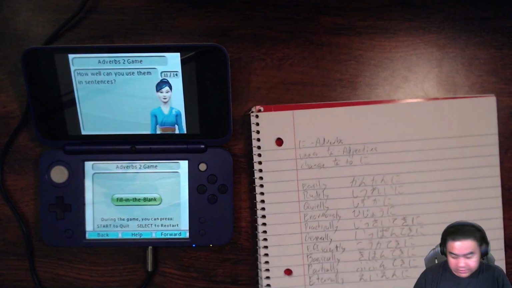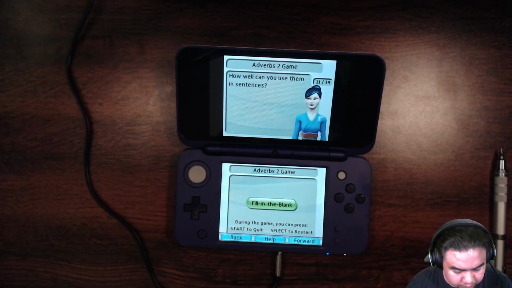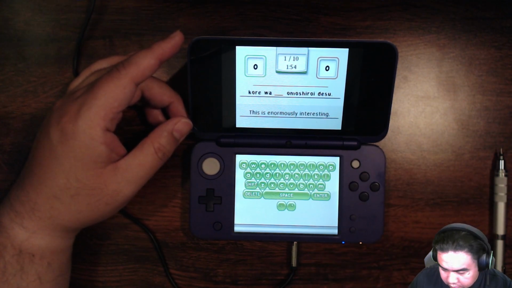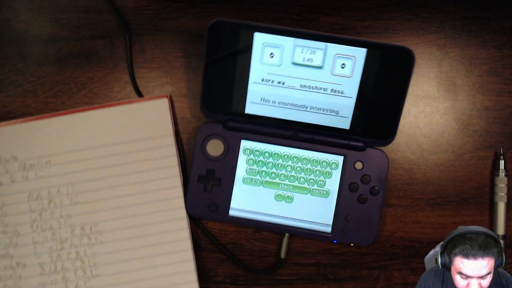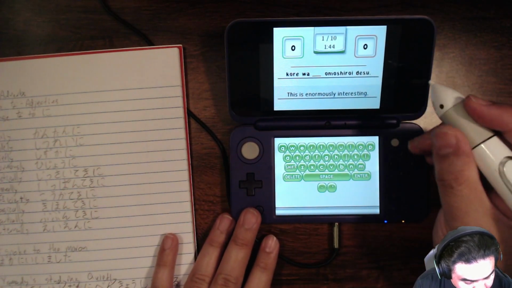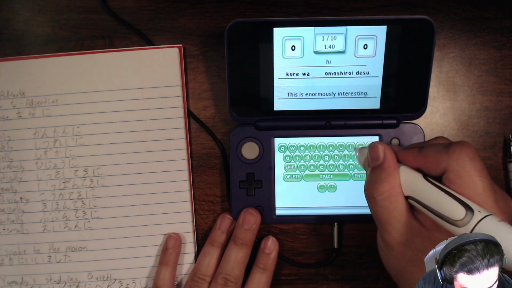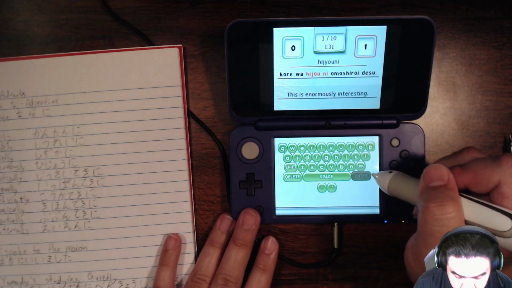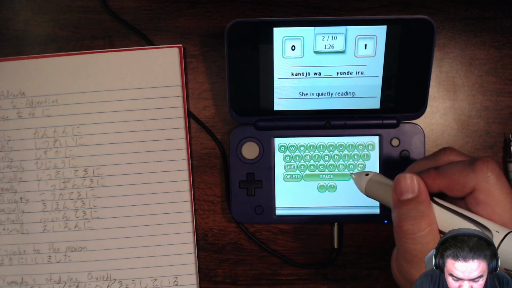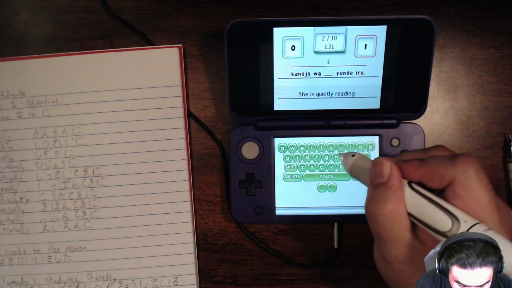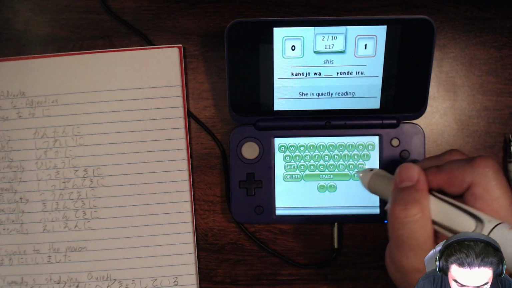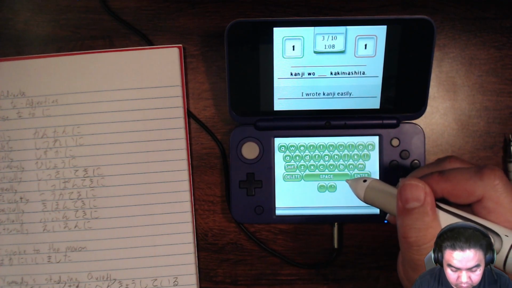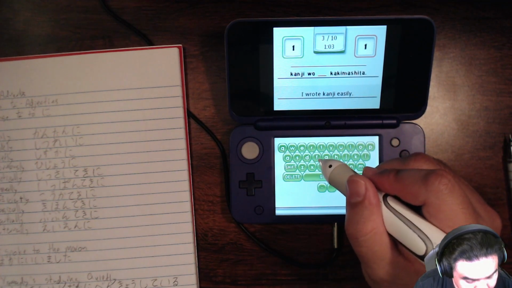Fill in the blank. How well can you use them in sentences? Probably not very well. Kore wa... Quietly. Kanojo wa shizuka ni yonde iru. Easily. Kantan ni.